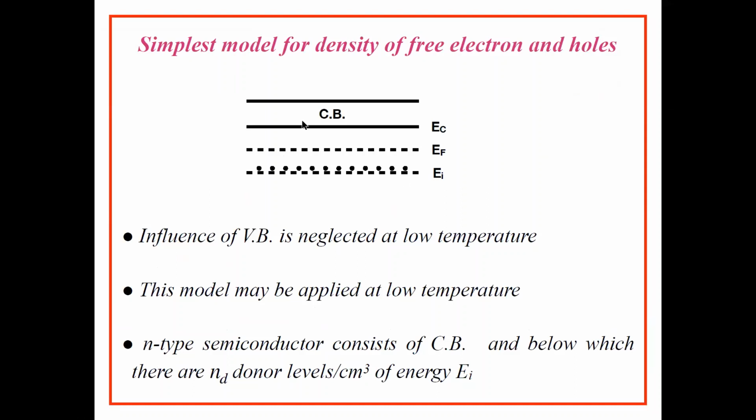So in the simplest model for density of free electrons and holes, the influence of valence band is neglected. If we calculate density of free electrons, then the influence of valence band is neglected at low temperature. So here we have the conduction band. This is the bottom of the conduction band edge, and then we have donor levels. So this model is applied at low temperatures.